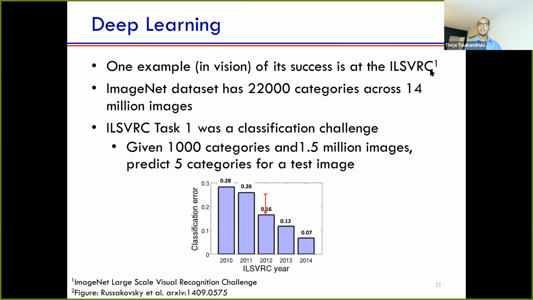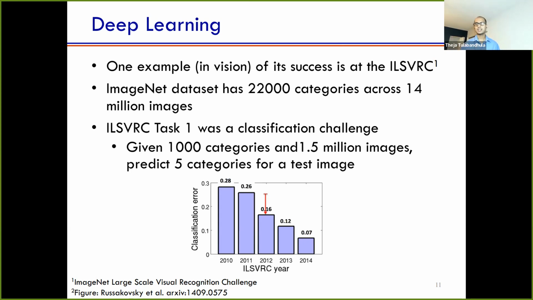ILSVRC stands for ImageNet Large Scale Visual Recognition Challenge. It's basically an annual competition that was run for several years by folks from, I guess, Stanford. It's a visual recognition challenge with several types of tasks, and researchers were asked to build machine learning models which can do, quote unquote, visual recognition.